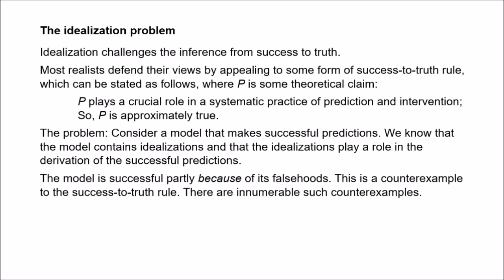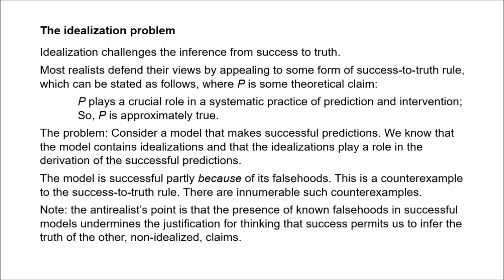Now, to clarify the structure of this argument, it's worth saying that obviously we can't infer that a theory known to contain falsehoods is true in general, right? Even the realist will grant that much. Obviously the realist isn't saying we should believe claims that everybody thinks are false. The problem here is with those parts of the theories that are not idealized. So to put it crudely, some claims made by scientific theories are crucial to the success of the theory but known to be false. Other claims are crucial to the success of the theory but are not known to be false, and it's these claims that we can justifiably believe to be true on the basis of the success to truth rule according to the realist. The point of the anti-realist argument is that the claims known to be false undermine the justification for thinking that success allows us to infer the truth of the other claims. Falsehoods play a key role in the success of science, hence, truth is not the best explanation for success, and success is not a guide to truth. So idealization poses a prima facie challenge to the central argument for realism.